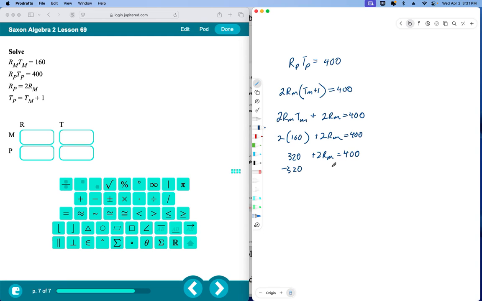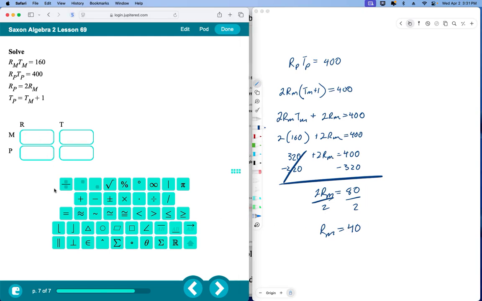Subtract 320 from both sides. 2 RMs are equal to 80. If I divide both sides by 2, RM is equal to 40. Okay, so if RM is equal to 40, then it says that RP is equal to 2 times RM. RM is 40, so that equals 80. So RP is equal to 80.